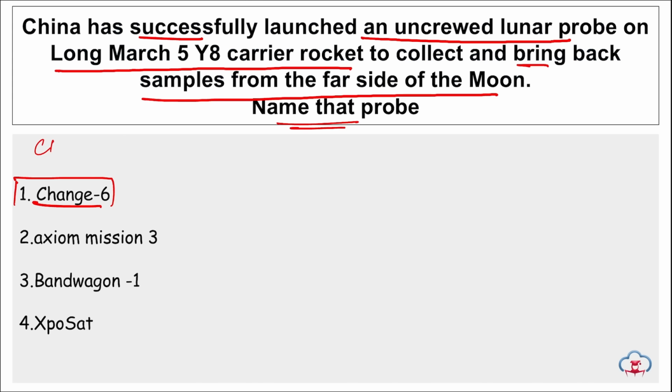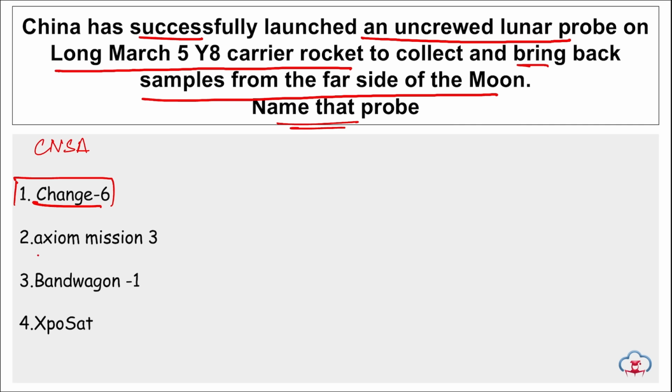It was CNSA, that is the China National Space Administration. They launched this uncrewed lunar probe named Chang'e 6 using the Long March 5 Y8 carrier rocket. And what is the aim here? It will be the world's first mission to collect and bring samples from the far side of the moon. And this name Chang'e, remember, is inspired by the Chinese moon goddess.